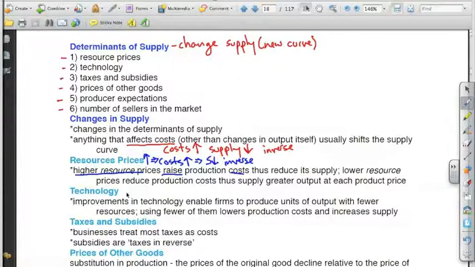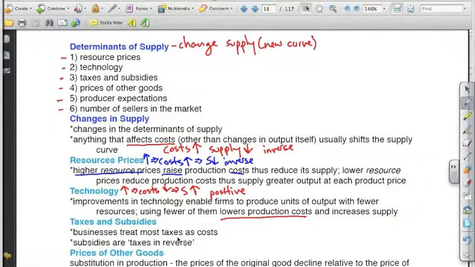For technology, an increase in technology lets them produce more units of output with fewer resources, which means costs decrease. See, it lowers production costs, thus increases supply. So we have a positive relationship here between technology and supply.